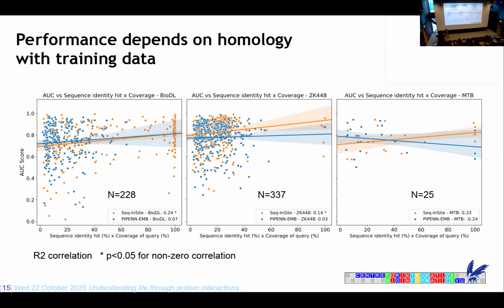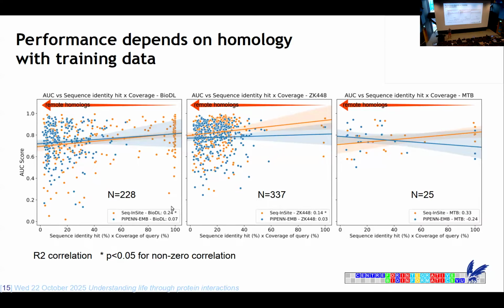How can you see that? Well, remote homologs are on the left, close homologs are on the right. So if your method performs better on the right than on the left, somehow there's data leakage between your training data and the test set, somehow. If you still figure out how. And then you can calculate the correlation coefficients.